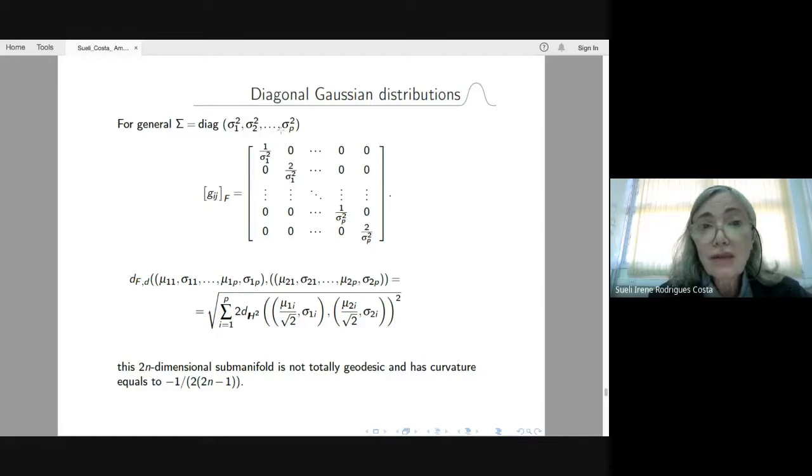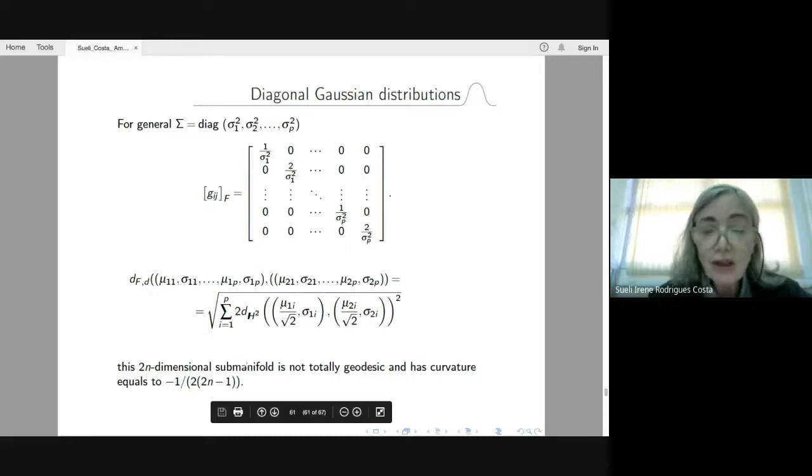If you consider the matrix in the diagonal form, we can see that the Fisher information matrix will have this shape, and here we can set a kind of product distance. The distance will be here, but the distance in the submanifold. And this two-n-dimensional manifold is not totally geodesic, but has a curvature of this number.